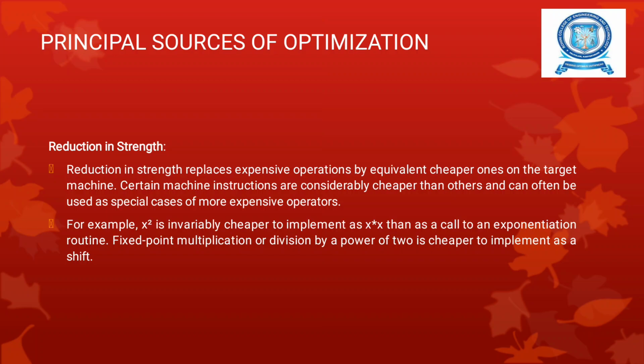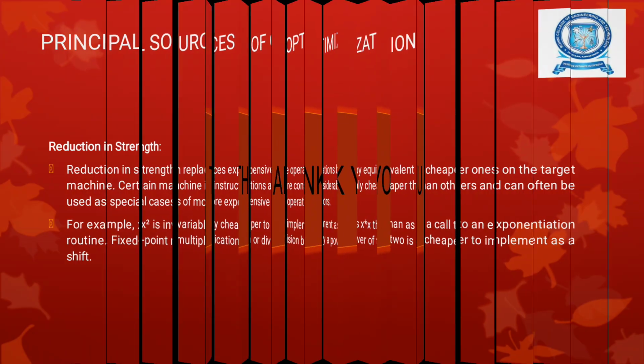In reduction in strength, as we already discussed, instead of power we can use multiplication. For x square, x cap 2, we can write x star x. If we want to multiply x star 2, we can write x plus x. So instead of multiplication we can write an addition operator.